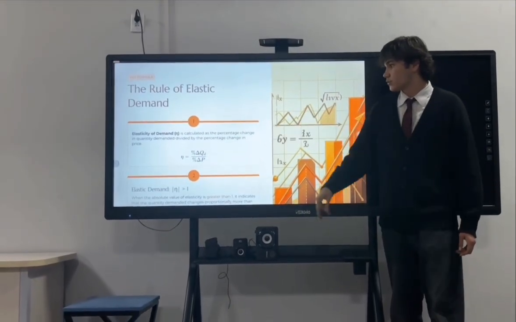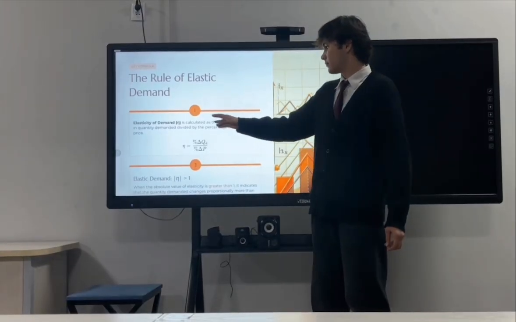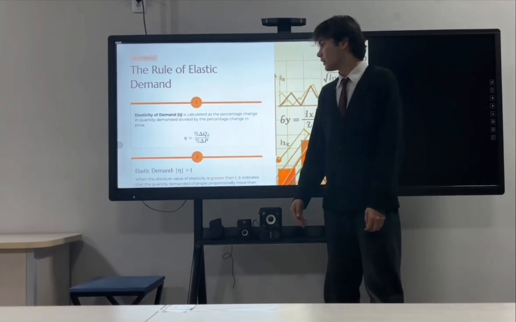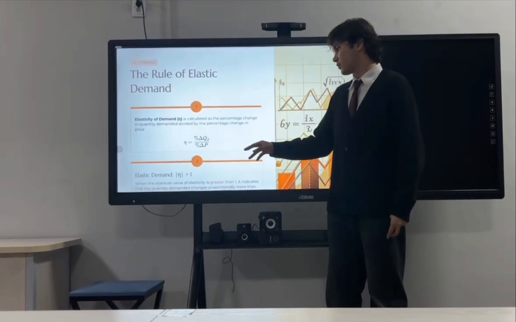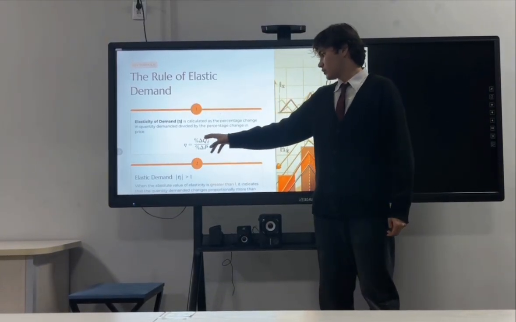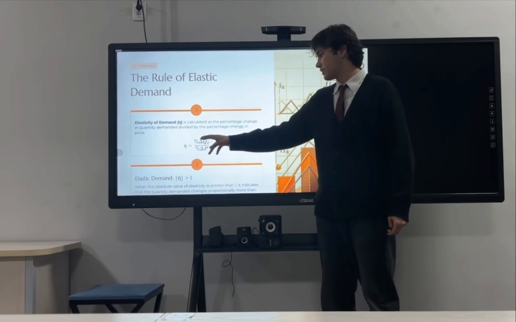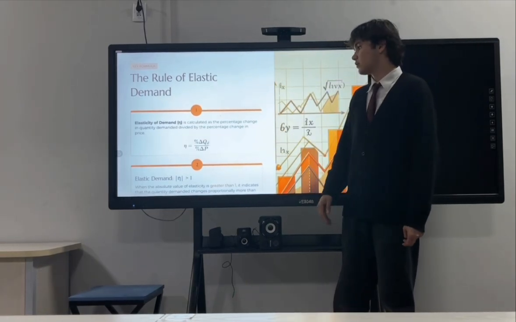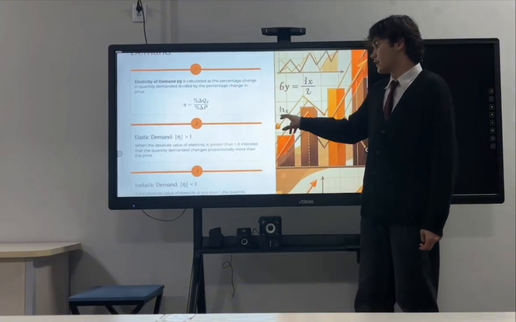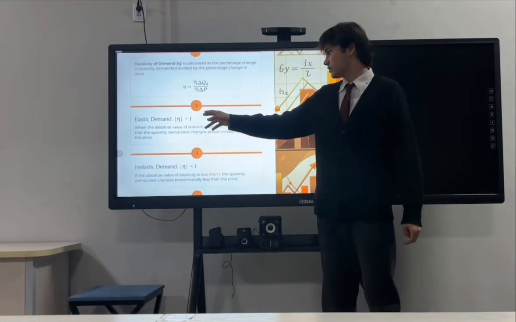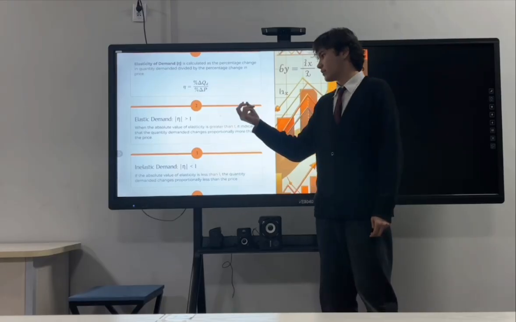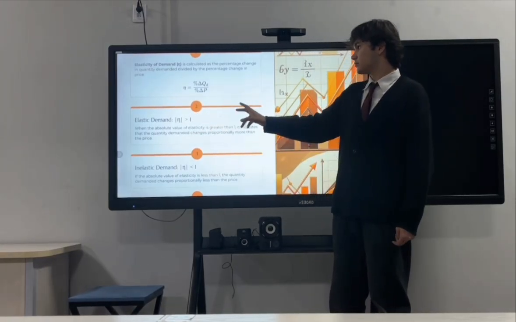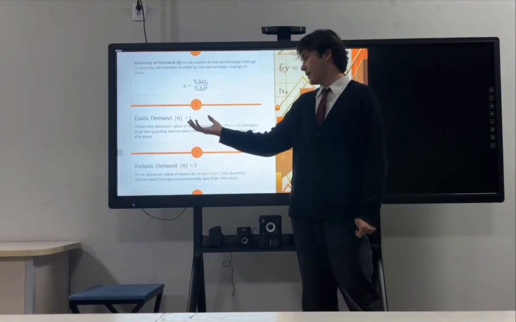Let's move to the rule of elastic demand. Firstly, elasticity of demand is calculated as the percentage change in quantity demanded divided by the percentage change in price. This is how we find our elasticity of demand. As I said before, if demand is elastic, your elasticity should be higher than 1. This is the basic formula.